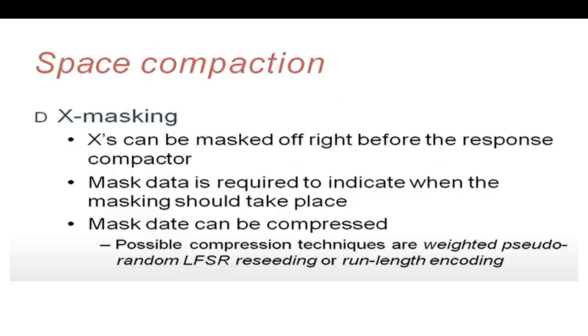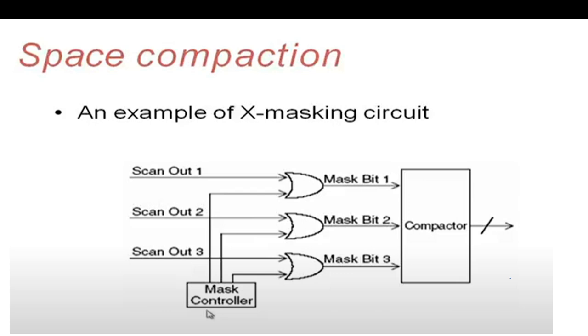X masking: X can be masked right before the response compactor. Mask data is required to indicate whether the masking should take place, and mask data can be compressed. Possible compression techniques are weighted pseudo random, LFSR reseeding, or run length encoding. An example of an X masking circuit: we have a mask controller, and if there is some X, then we can mask it through this controller and then obtain the result at the compactor.